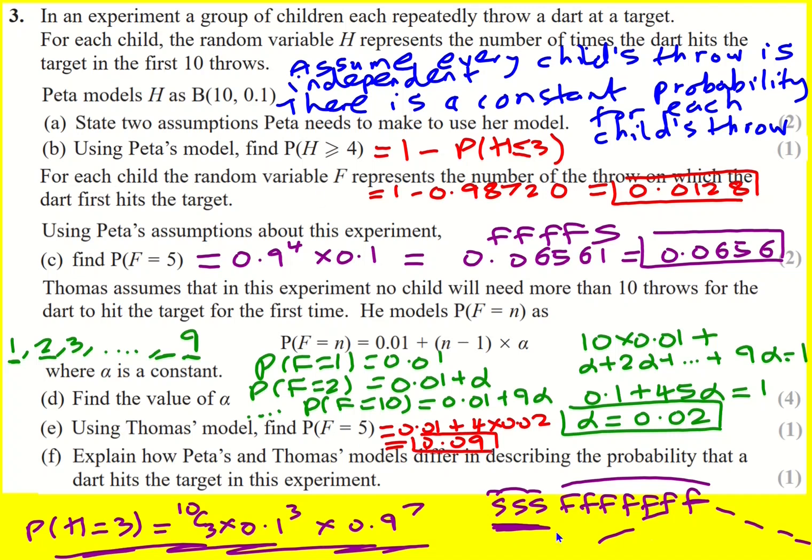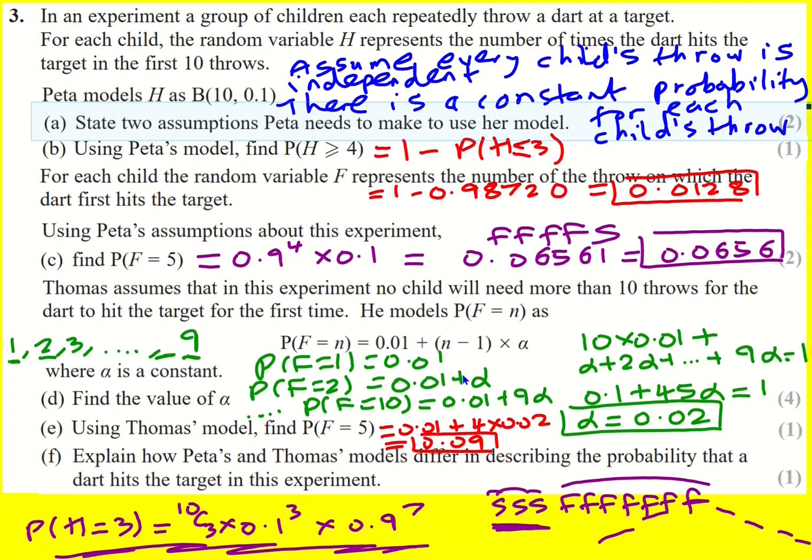Finally, explain how Peter and Thomas's models differ in describing the probability that a dart hits the target in experiments. In Peter's model, she has assumed a fixed probability of 0.1 because we used that at the start in the binomial and then carried it through for the next part. And then in Thomas's model, this probability is for hitting it for the first time, but because it's increasing, it must be that the probability of success is increasing as we go along.